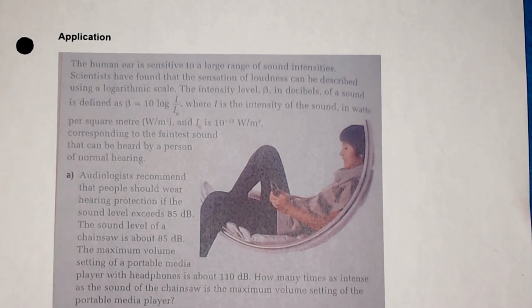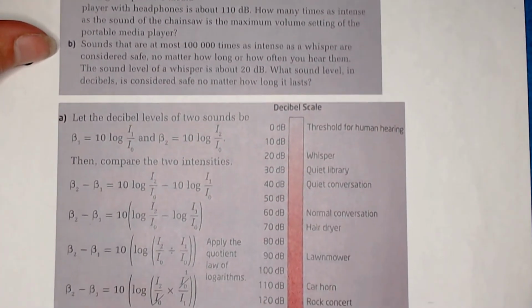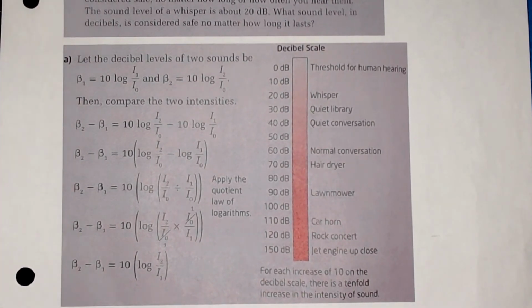So in part A, it says audiologists recommend that people should wear hearing protection if the sound level exceeds 85 decibels. That should be like if you go to a Jets game or a concert, you should be wearing hearing protection. Obviously, we're not going to because we're paying for those tickets. But anyway, the sound level of a chainsaw is about 85 decibels. The max volume setting on a portable media player with headphones is about 110. How many times as intense as the sound of the chainsaw is the max volume setting of the portable media player?